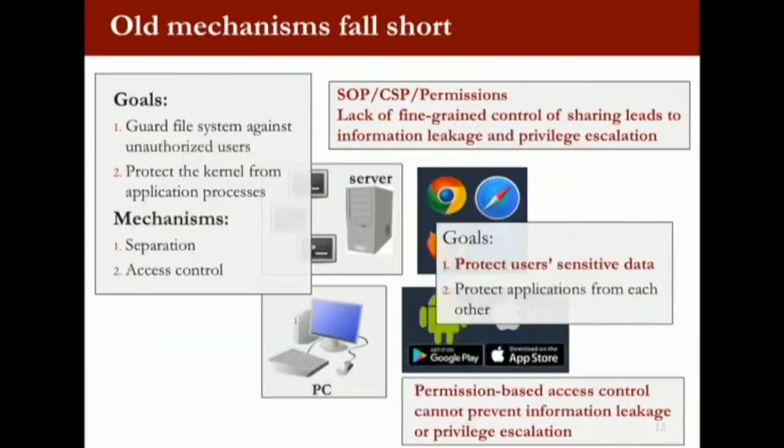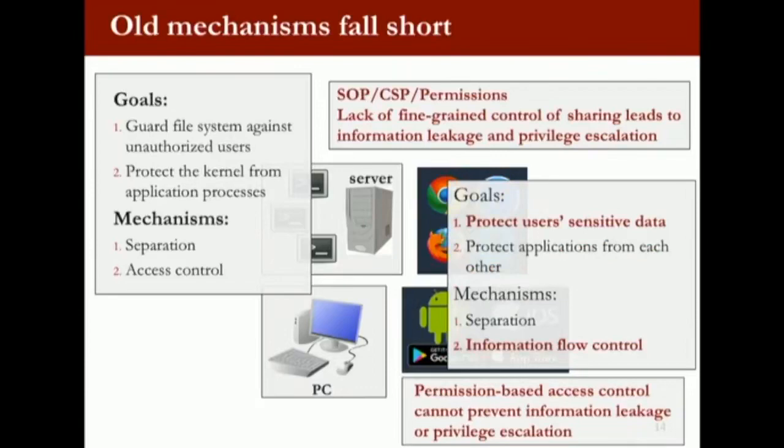So what I'm arguing is that, given these scenarios and the additional goal of protecting user private data, we need new mechanisms. In addition to separation and access control, we also want information flow control. All these examples involve more than one step of information being passed around, and we want to follow the trace of information and eventually stop the bad flow from harming the user. So that's the motivation part.